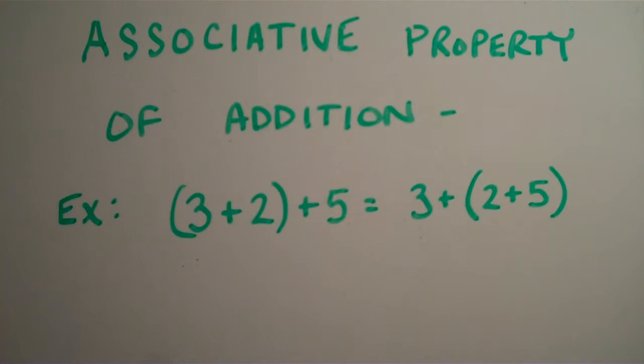Next is the associative property of addition. The associative property of addition, you will notice in our example, contains 3 terms on each side of the equal sign. This property allows us just to regroup numbers when the operation is addition. So you will notice in the example, 3 plus 2 is in parentheses, plus 5. On the right side, we have the same exact order. However, we have regrouped the 2 and the 5 together and left the 3 out. This is still giving us the same value on both sides, thus the associative property of addition.